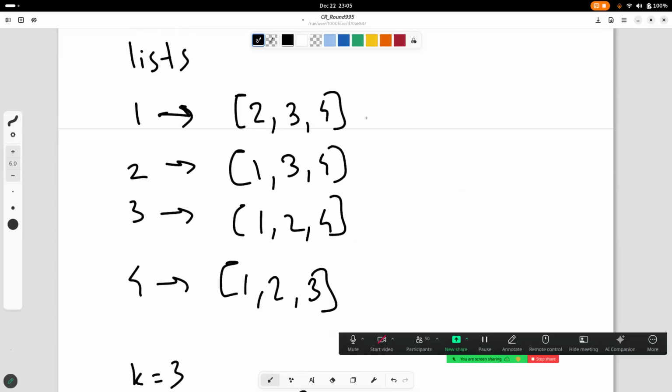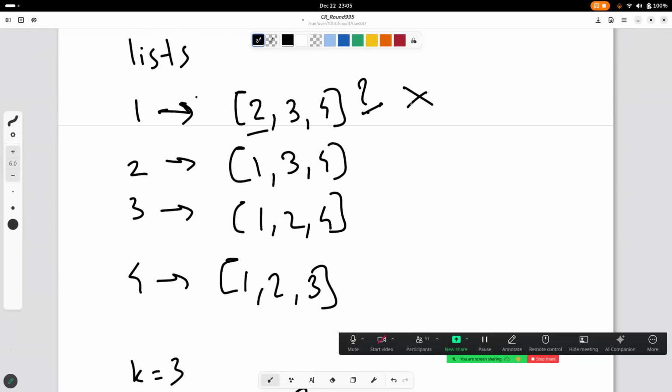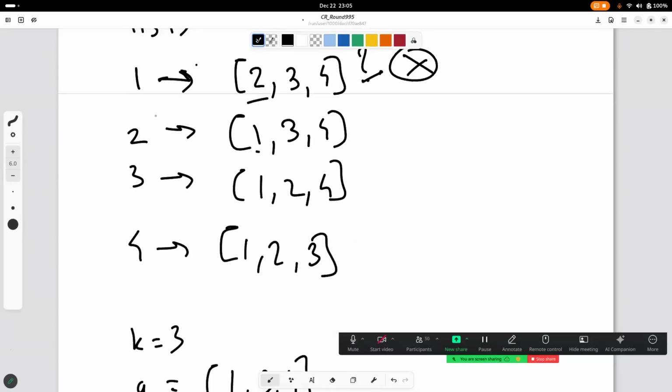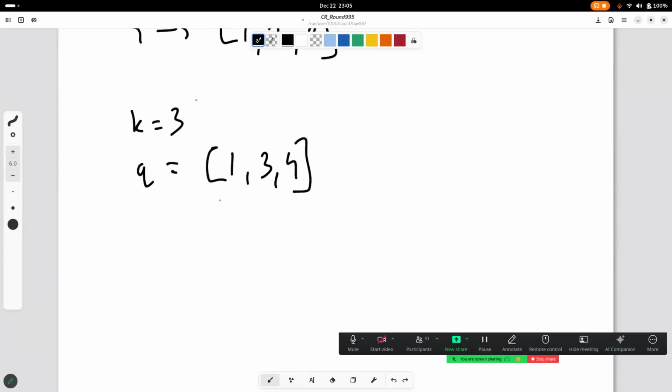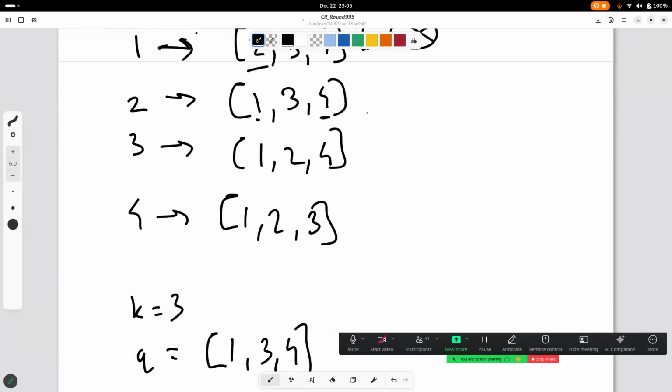Now, can the first list be solved? Do we know the answer to question number 2? No, we don't know. So the first list cannot be solved. Now talking about the second list, do we know the answer to question number 1? Yes. Do we know the answer to question number 3? Yes. Do we know the answer to question number 4? Yes. So the second list can be solved.